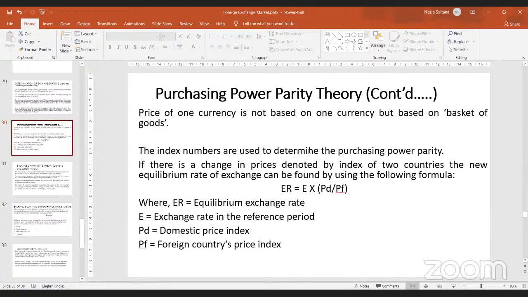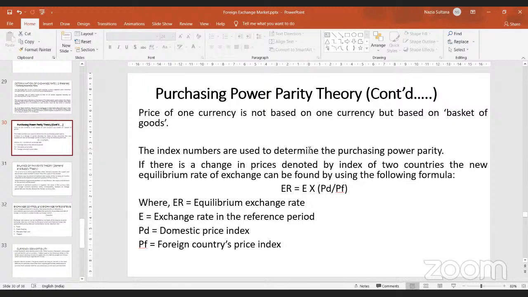So the price of one currency is based upon a basket of goods. What can the currency buy? Not actually what the currency is against the other country's currency. What can my currency buy? Based on that, I express its value. So what can rupees buy? What can dollars buy? Based on that, I express the value of rupees and I express the value of dollars. So here you have the formula for that.